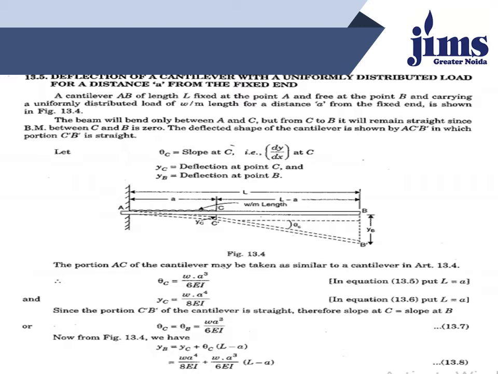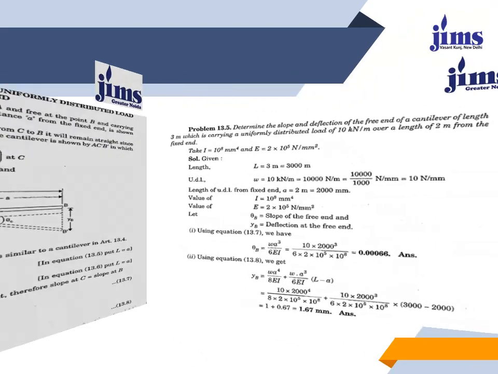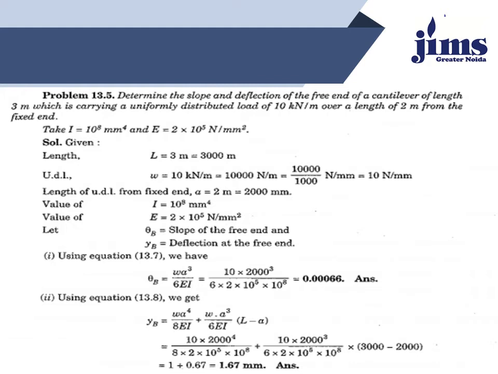That's why the slope at B is equal to the slope at C, which is equal to WA cubed divided by 6EI. Now from equation 13.5, we have YB is equal to YC plus theta C multiplied by (L minus A). Putting all these values, YB is equal to WA to the fourth divided by 8EI plus WA cubed divided by 6EI multiplied by (L minus A). So this mathematical expression of 13.A shows that the deflection at the free end in the case of a cantilever beam is related to this previous discussion.